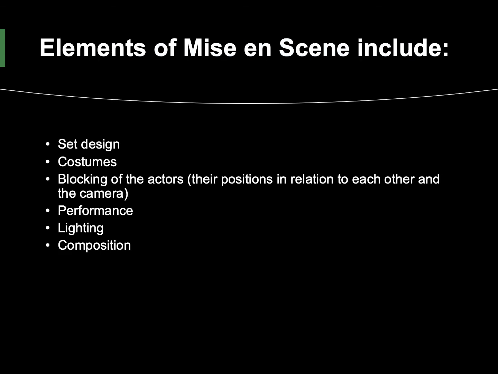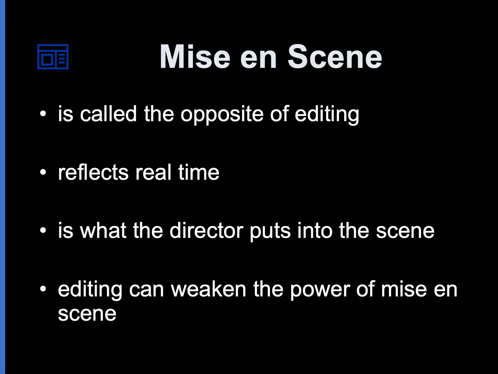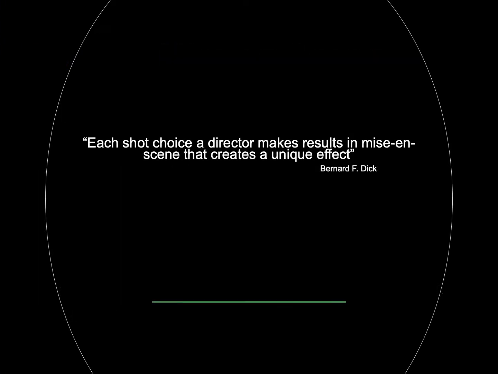Mise en scène elements include set design, costumes, blocking of the actor's performance, lighting, and composition. Mise en scène is often called the opposite of editing. It reflects real time. It's what the director puts into the scene. Editing can weaken the power of mise en scène. Each shot choice a director makes results in mise en scène that creates a unique effect.